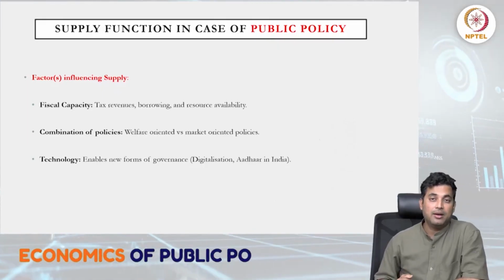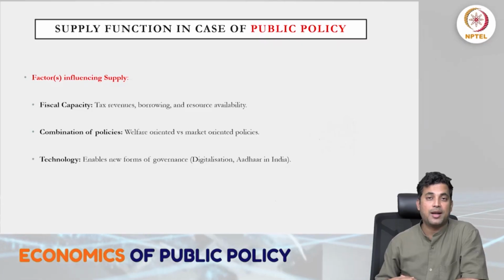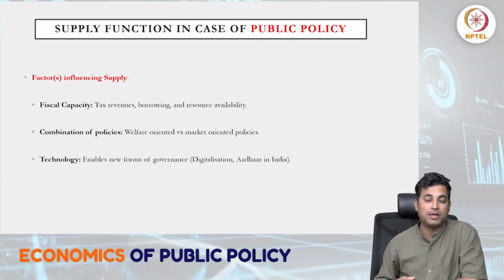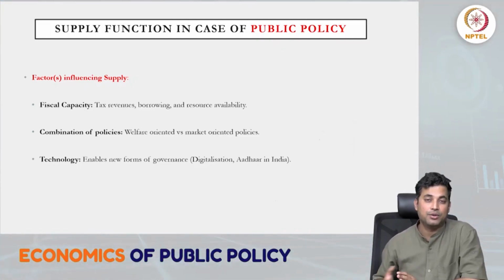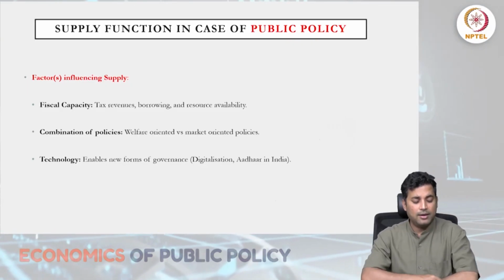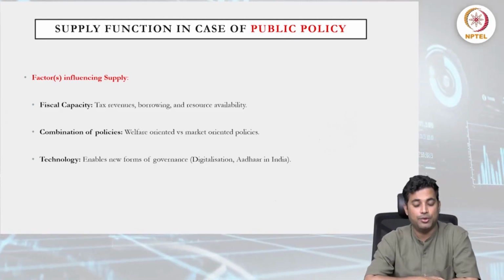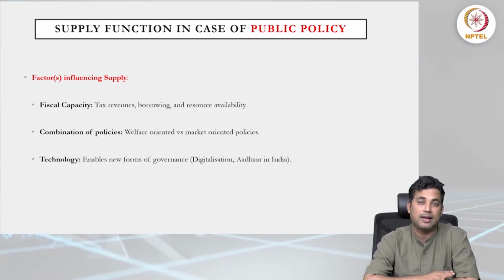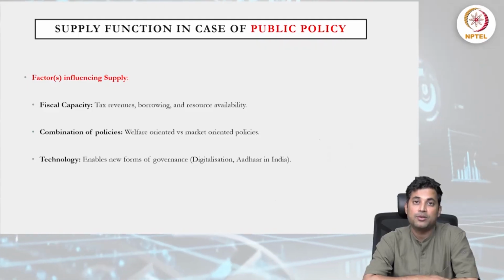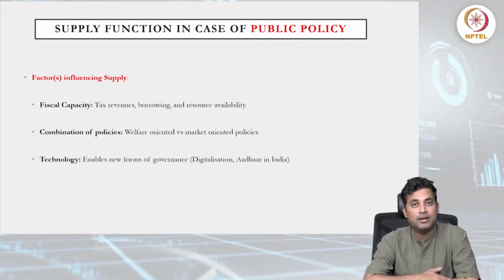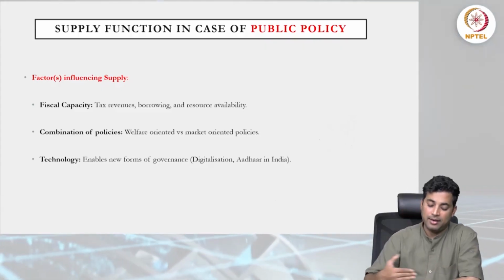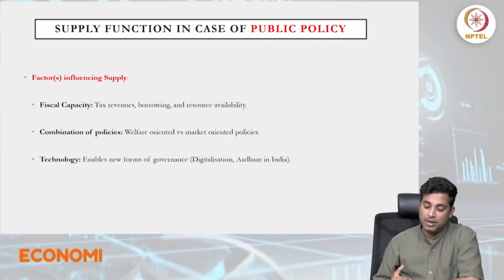Another example could be financial inclusion programs, where people are encouraged to save in the bank, and then that money will be circulated and used for supplying goods and services in the economy. Technology also plays a very important role in public policy, especially from 2010 onwards. We have seen that the entire governance structure has been shifting, for example, take the example of Aadhaar.